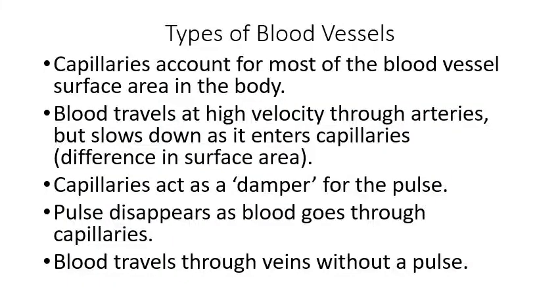Okay, now what about all these different types of blood vessels? How much of the blood is contained in the body at any given time in capillaries versus veins versus arteries? At any given time, most of the blood in the body is flowing through the capillaries. Blood travels at high velocity through the arteries. The capillaries act as a kind of damper, which slows down the blood and eliminates the pulse. The pulse will dissipate. And then when the blood comes out the other side of the capillary and travels through veins, it's traveling as a kind of weak, continuous flow without a pulse.